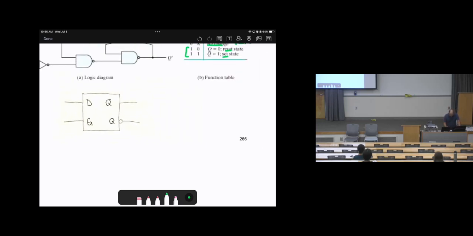Then the timing diagram can be drawn either this way or with Q, and sometimes we call it Q bar without the bubble if you put the Q bar. So either way is fine. Any questions?